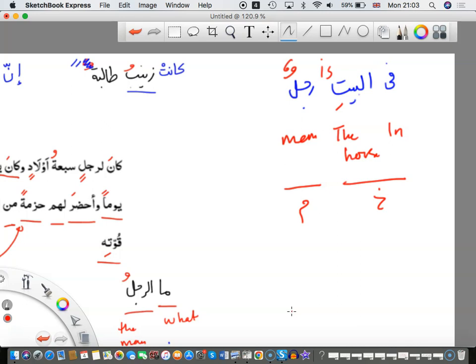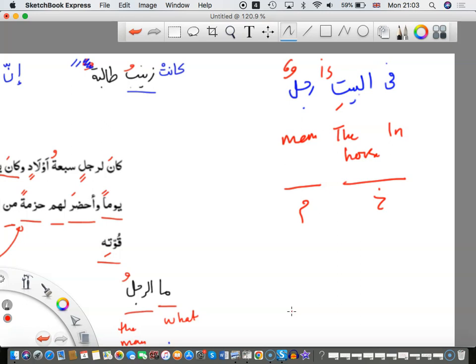So he thinks there's a woman in the house, but there's really a man in the house. So you want to tell him, no, it's actually a man in the house. How do you say it? Are you going to say there's a man in the house, a man is in the house, or in the house is a man? None of those. In Arabic, there's actually a sentence for that.